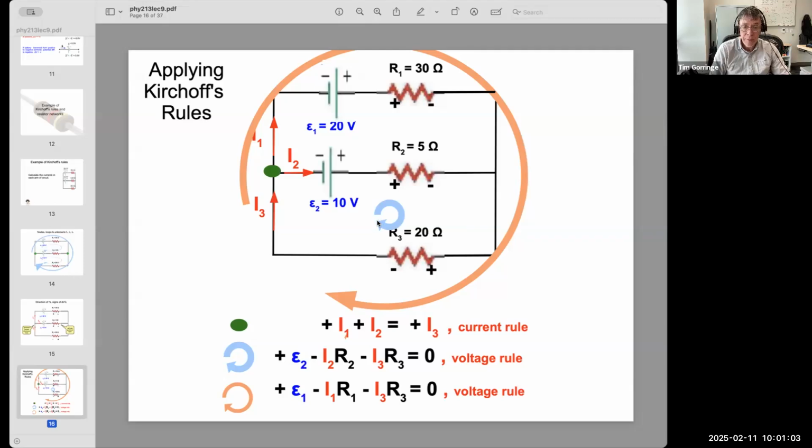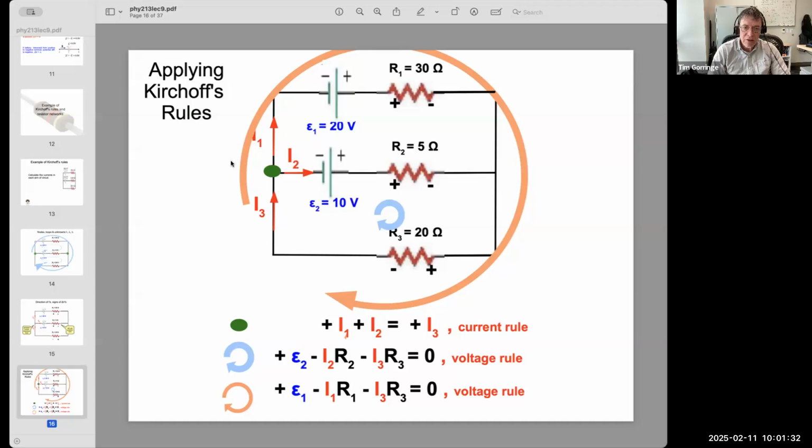So this was a choice. I actually chose that both of them involve the lower arm because I saw that the lower arm only has one circuit component in it. The other arms have two circuit components in them. So the equations will be a little bit simpler if I involve the lower arm in both the equations. But it actually doesn't matter. You could use the other loop also, and you'd still solve the problem correctly.